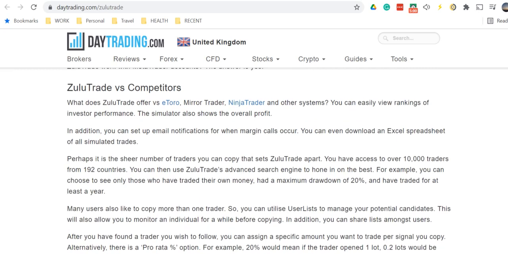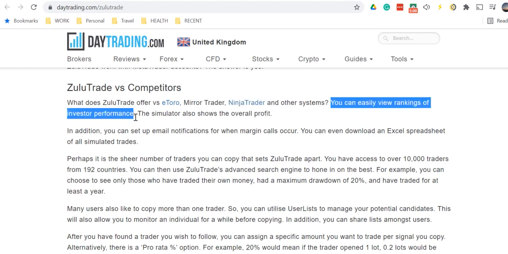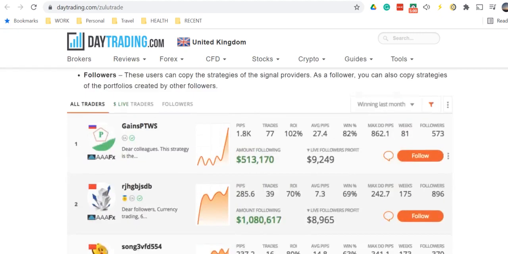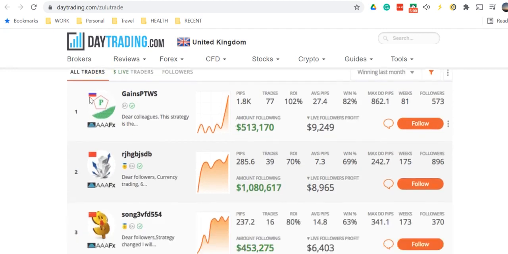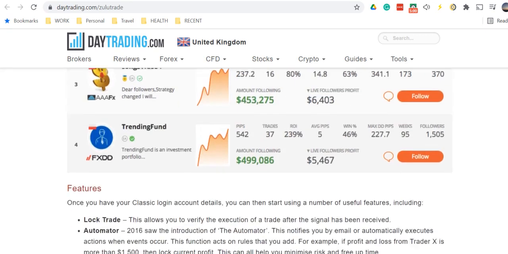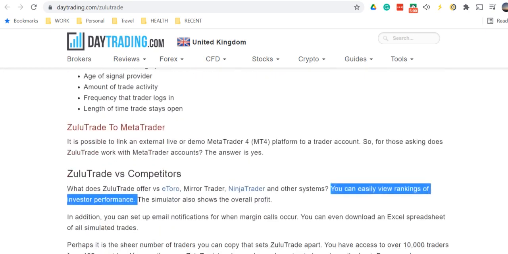What else? Compared to competitors, the point to note here really is that you can easily view the rankings of the investor performance. If we go back up here, you get a nice concise view, even with a little mini graph there, just to see how volatile it is. You can see the number of pips earned over a particular number of weeks, and the return on investment over that number of weeks that they've been trading. And there's the win ratio. It's a nice concise view and ranking for the traders to help you choose.